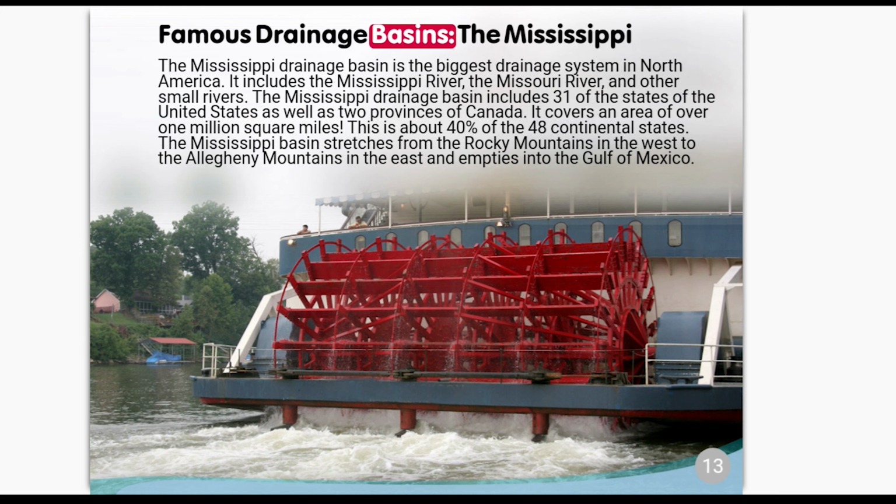Famous drainage basins. The Mississippi. The Mississippi Drainage Basin is the biggest drainage system in North America. It includes the Mississippi River, the Missouri River, and other small rivers. The Mississippi Drainage Basin includes 31 of the states of the United States, as well as 2 provinces of Canada. It covers an area of over 1 million square miles.